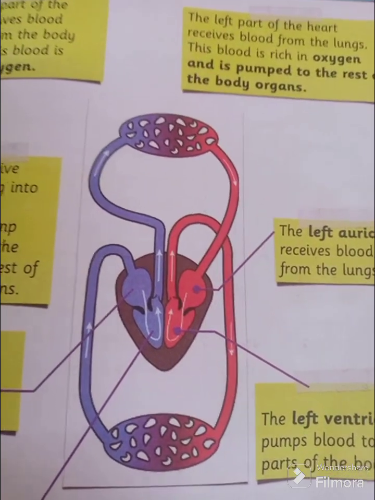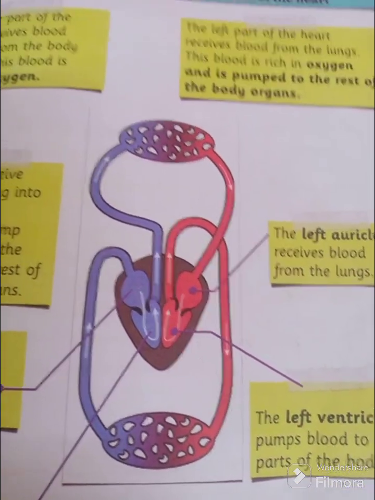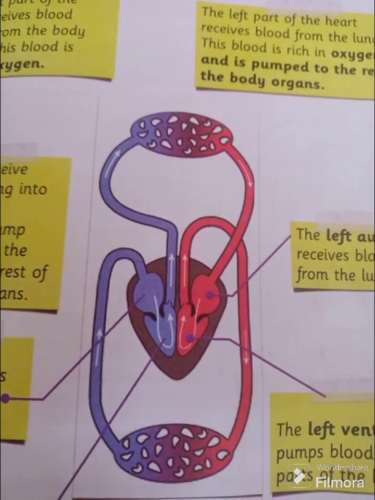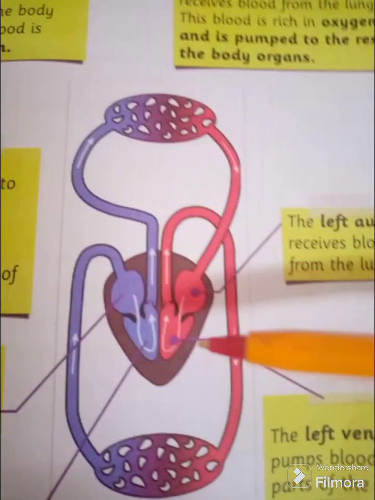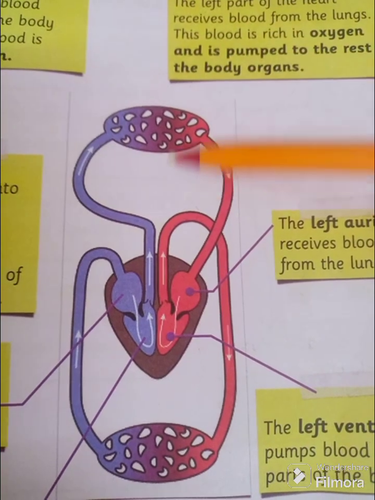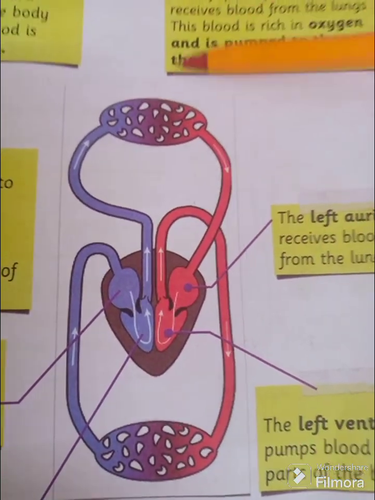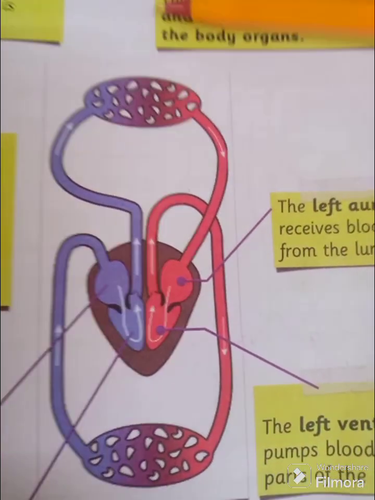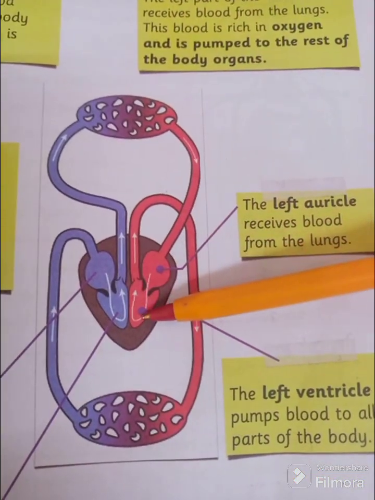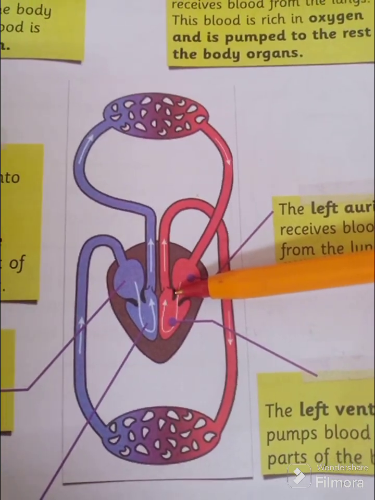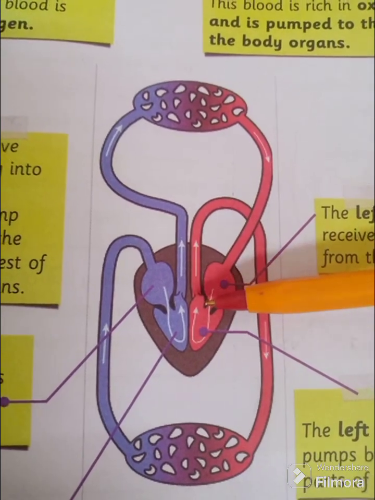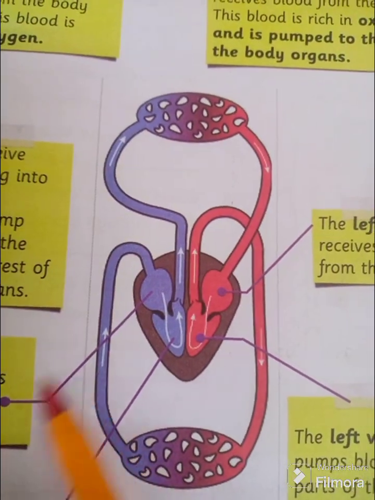Now this is the diagram we are going to use. That diagram shows the circulatory system, how blood circulates. The one that is at the center there, that is the heart. And the red part is the left part of the heart, which normally has the oxygenated blood. Now, the circulation starts from the right part of the heart.